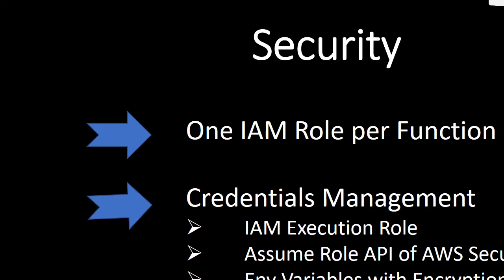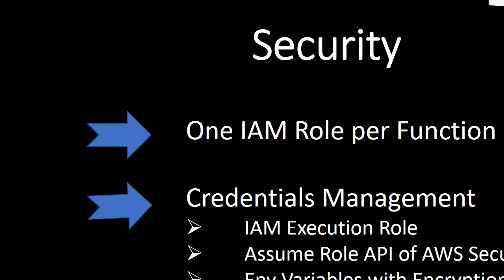Now let's talk about the security aspects of Lambda function. So in this topic, I'm going to discuss some of the best practices we should be following while designing the security around AWS Lambda. The first rule is that you should always have one IAM role attached to one function.